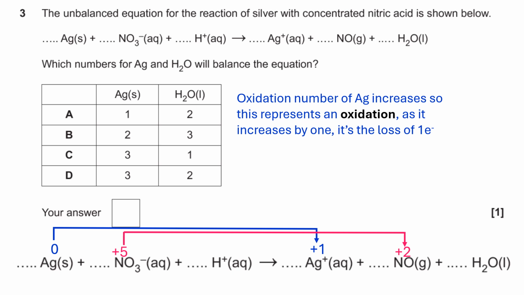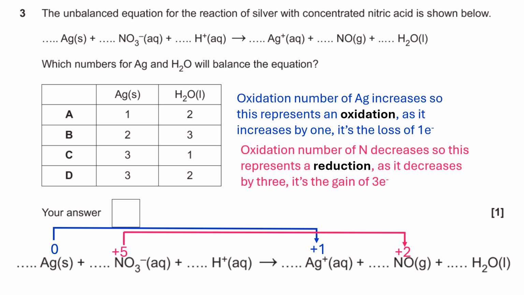So therefore it's the loss of one electron. I'm not changing the oxygen oxidation numbers. I'm not changing the hydrogen oxidation numbers because, following the oxidation number rules, they actually stay at -2 for oxygen and +1 for hydrogen. So the oxidation number of nitrogen decreases. So this represents a reduction, and it's the gain of 3 electrons in this particular case.